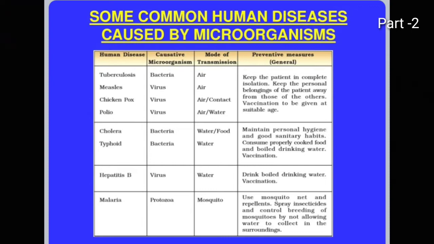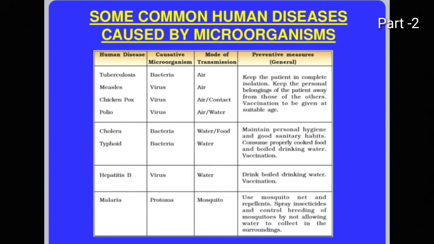Second disease is measles. Measles is caused by a virus. It is a viral disease, and it is also transferred through air. So the preventive measures which you can adopt are the same: you should be in isolation, you should take the vaccine also, and you should keep the belongings, the materials of that infected person away from healthy ones. Next is chickenpox disease. It is also caused by a virus, and it is transferred through air or direct contact with the infected person.